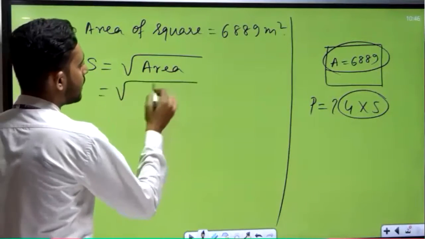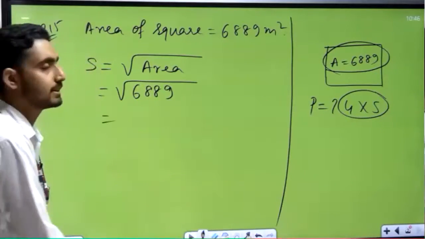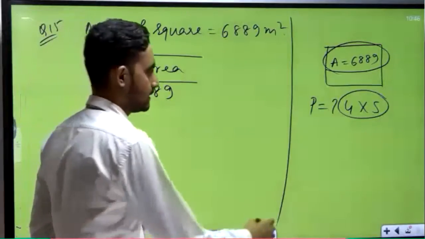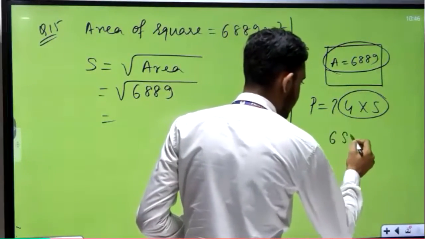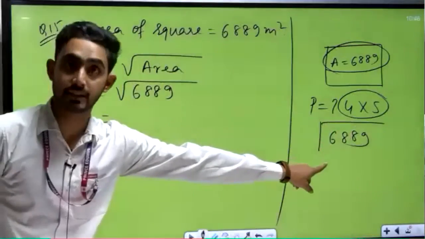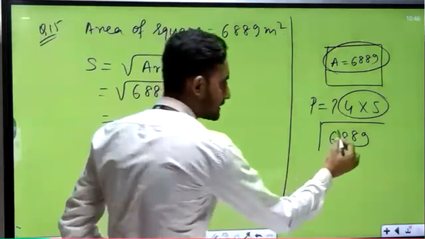So side is equals to root over area. What is the square root of 6889? All of you find out and tell me the answer. Check it if you don't know. First of all, this is the long division method. How will we find it? First of all, we'll make pairs, like this.